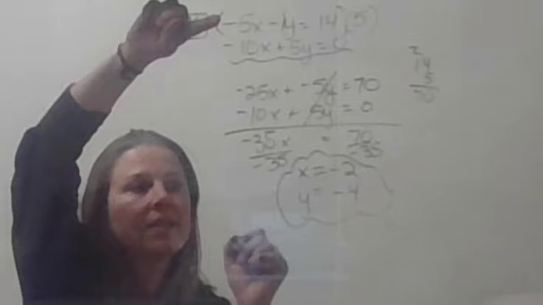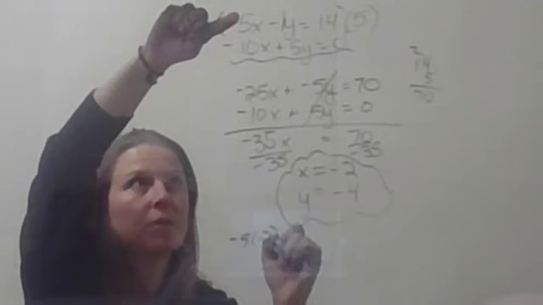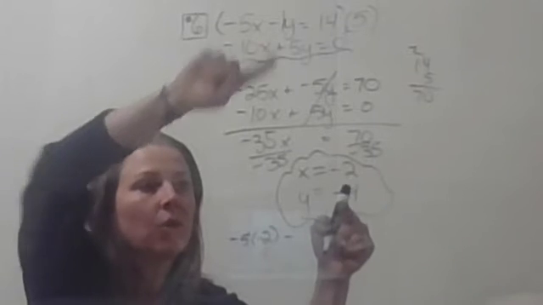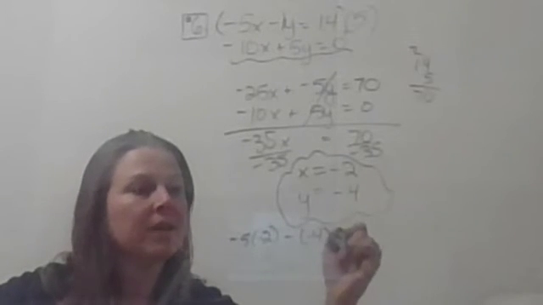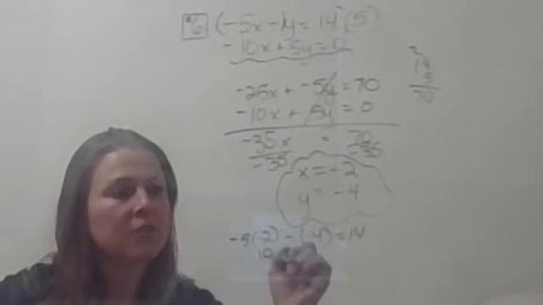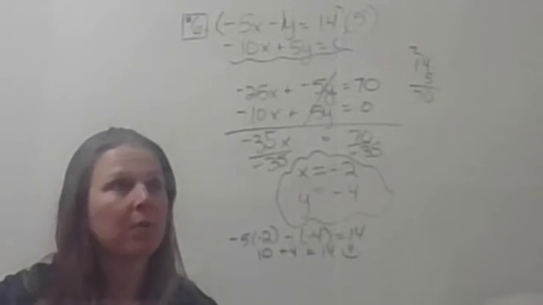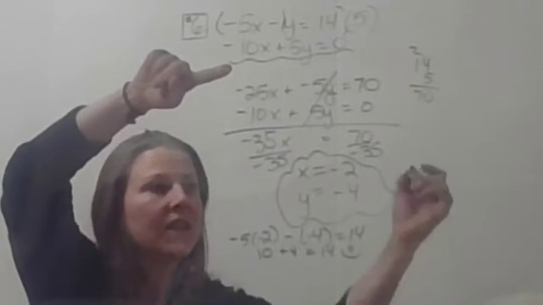So the question is negative 5 times negative 2, because that's what x is equal to, minus y, which is negative 4, is that equal to 14? So negative 5 times negative 2 is 10, minus negative 4 is plus 4. That is equal to 14. So it works for that one for sure. And now let's check the other one.